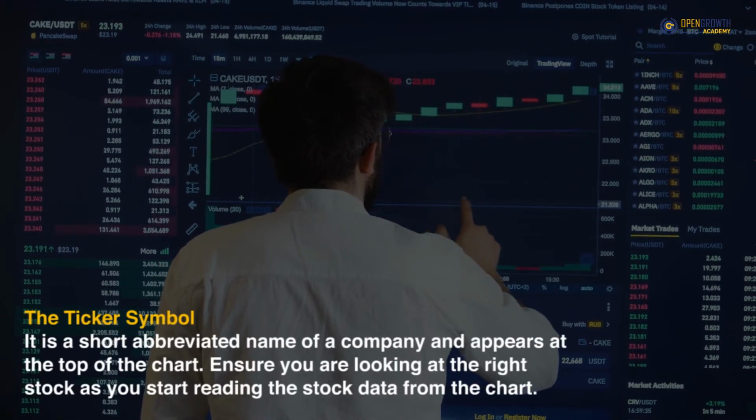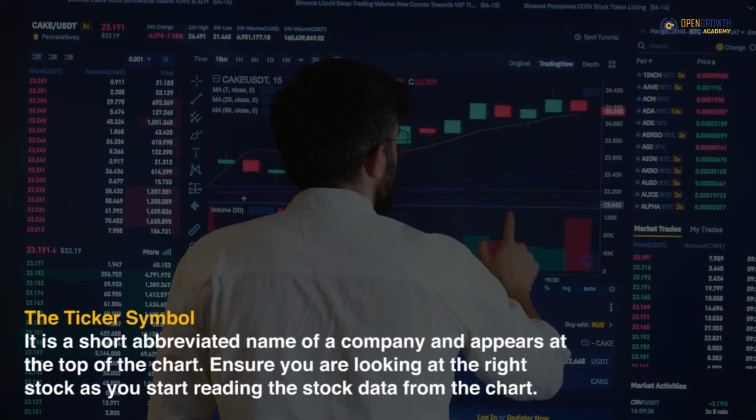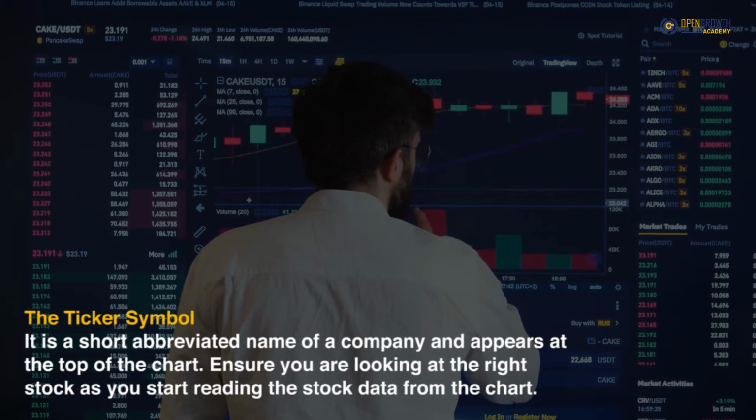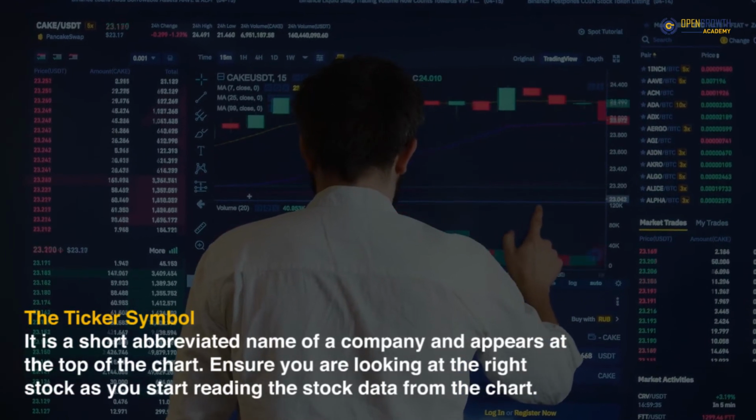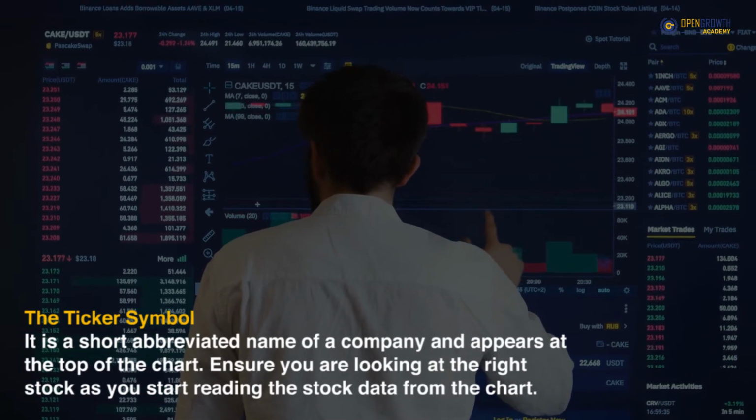The ticker symbol. It is a short abbreviated name of a company and appears at the top of the chart. Ensure you are looking at the right stock as you start reading the stock data from the chart.